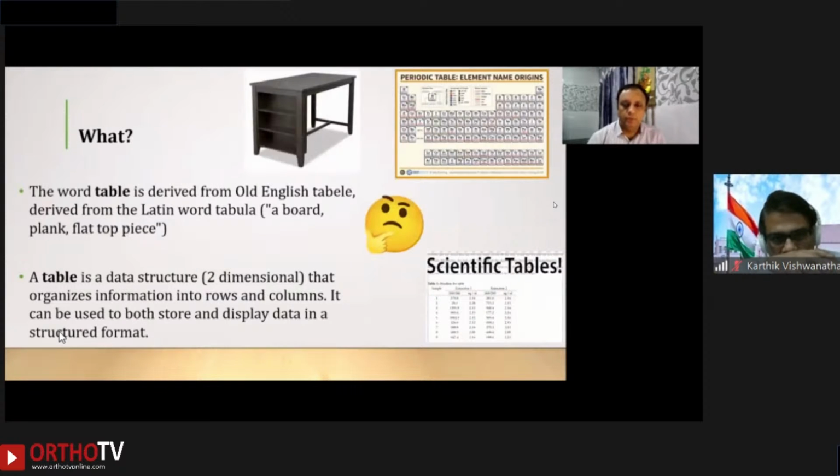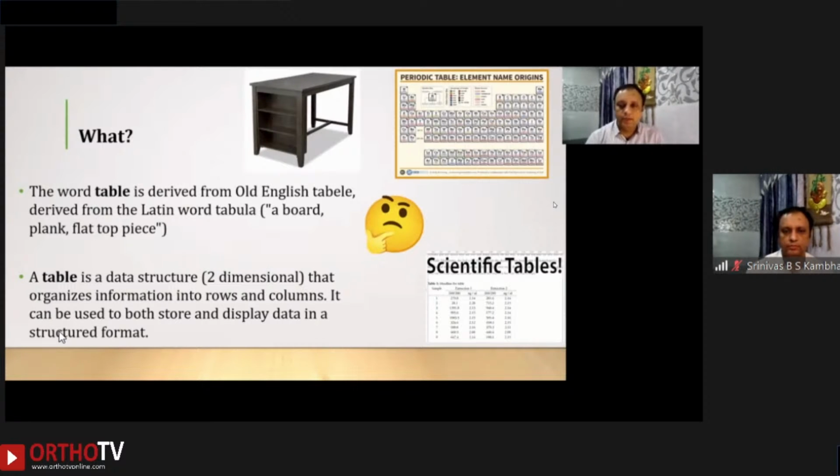The word table is derived from Old English table, which is derived from the Latin word tabula, meaning a board, plank, flat top piece. Its current spelling reflects the influence of the French tableau. It is a two-dimensional data structure that organizes information into rows and columns. It can be used to both store and display data in a structured format.